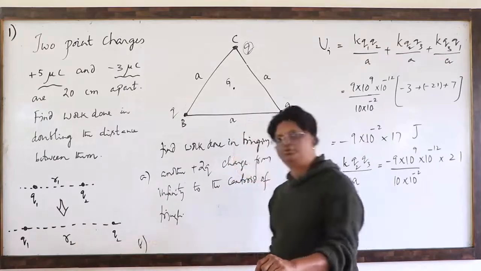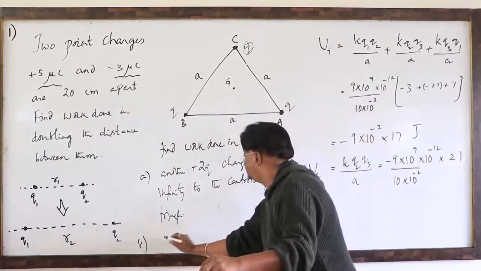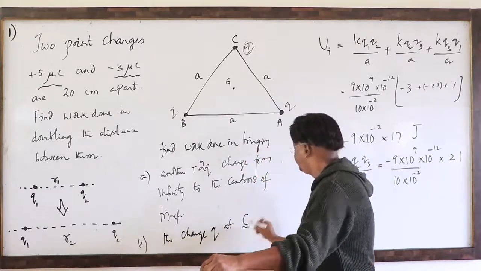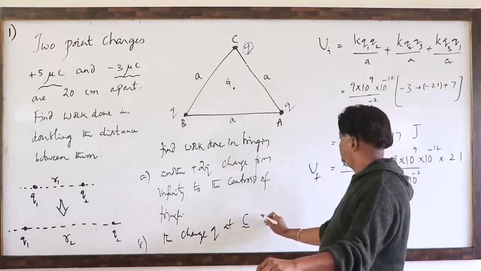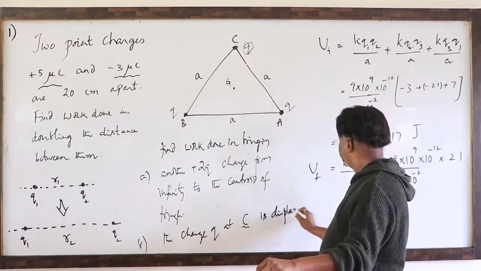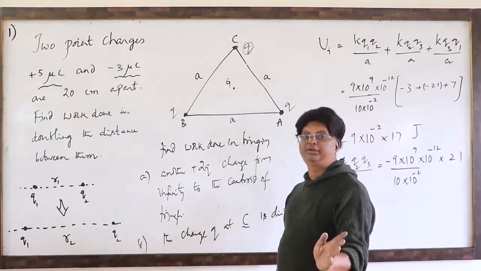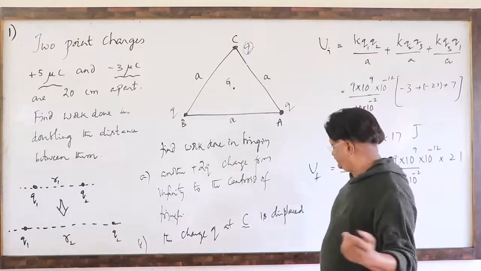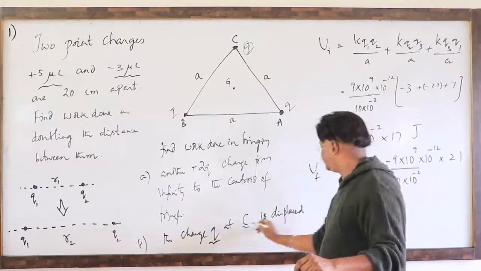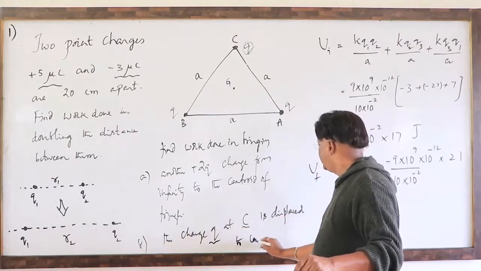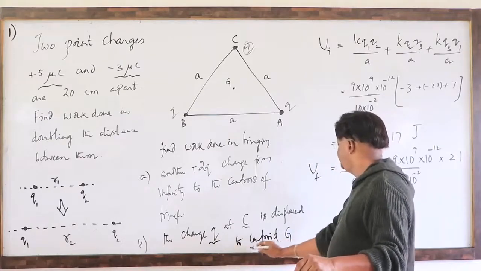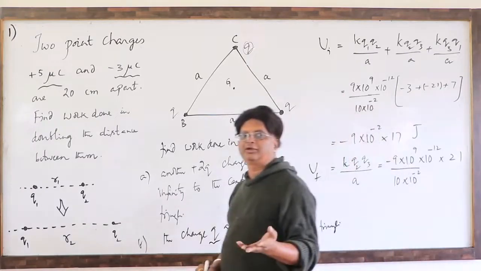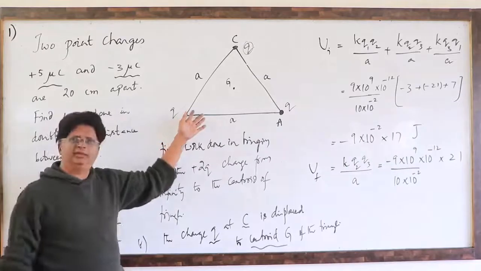The next example you will do with the same data. The charge Q at C is displaced. Of course, whenever I say displaced, it is always with uniform velocity, understood. Actually, it should be stated meticulously, but take it for granted if nothing is said. This charge Q at C is displaced to the centroid G of the triangle, the same triangle. So this is again a question. We can go on improvising such questions.